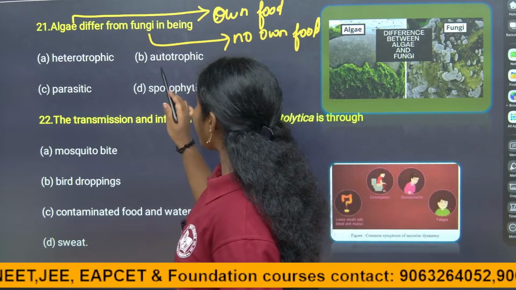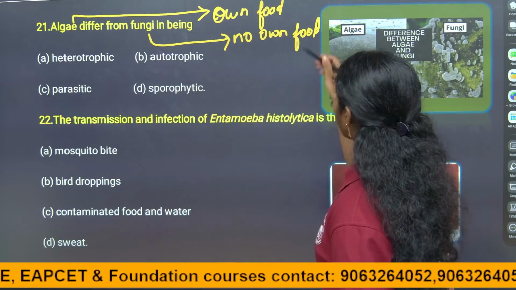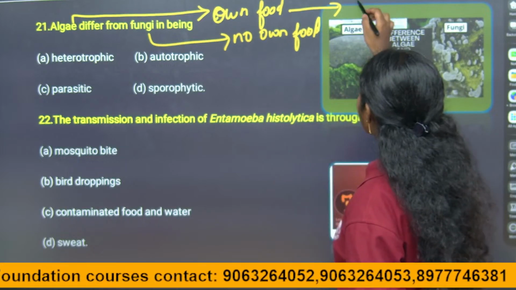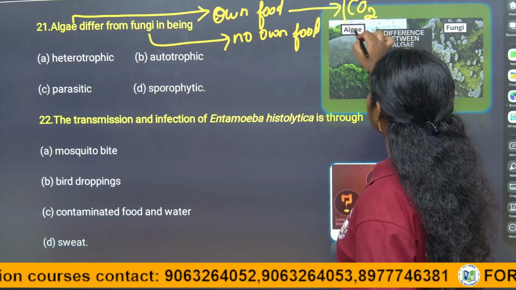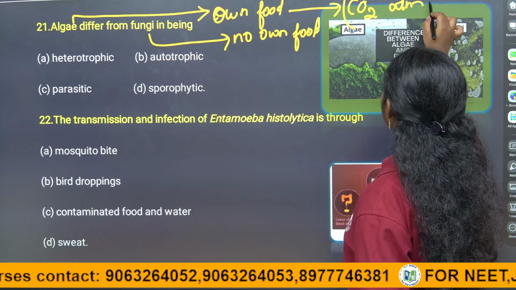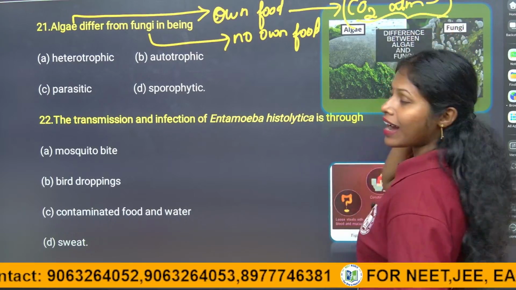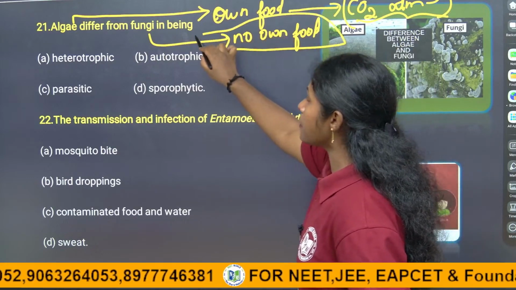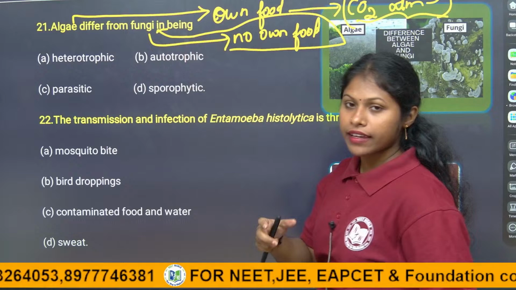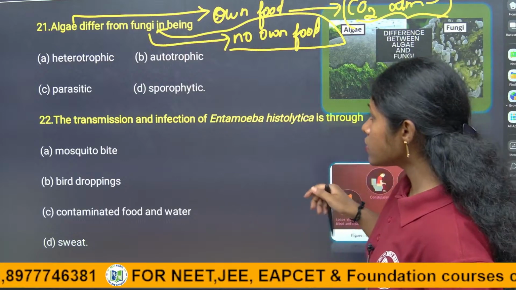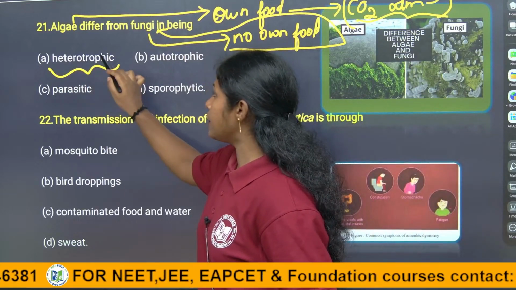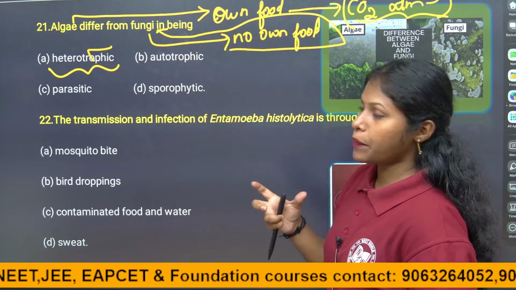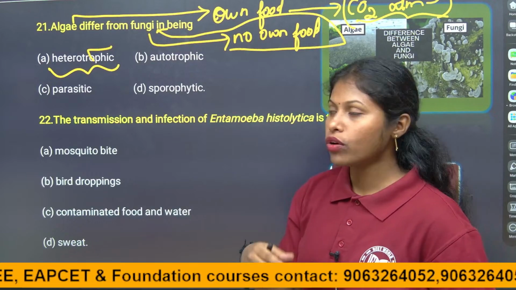So children, what is another characteristic feature of the algae? Half of the carbon dioxide present in the atmosphere is fixed by the algae only, right, children? There is no own food material prepared by the fungi. Algae can prepare their own food. So what is meant by heterotrophic, children? They are dependent. Is the algae dependent? No. The algae is not dependent. They have the chlorophyll and can prepare their own food material.